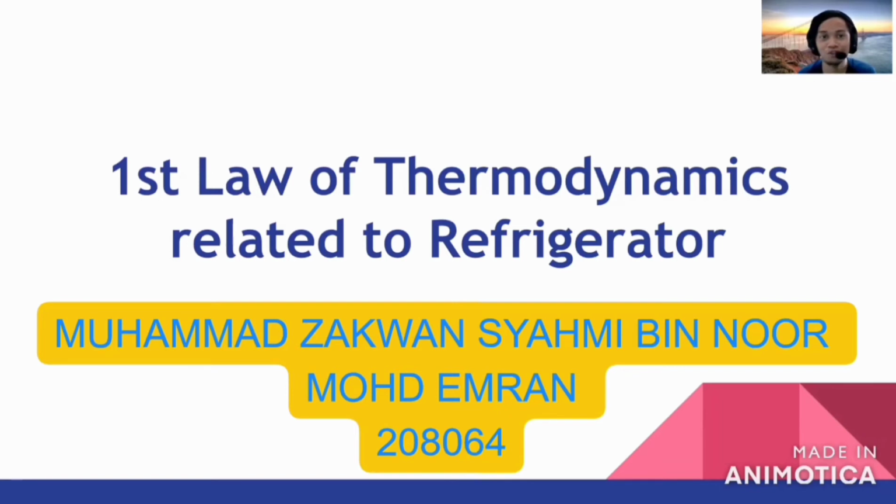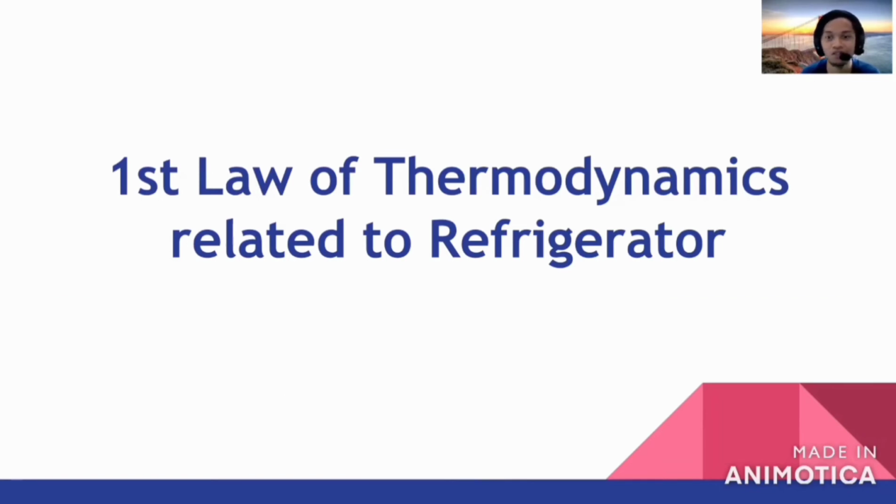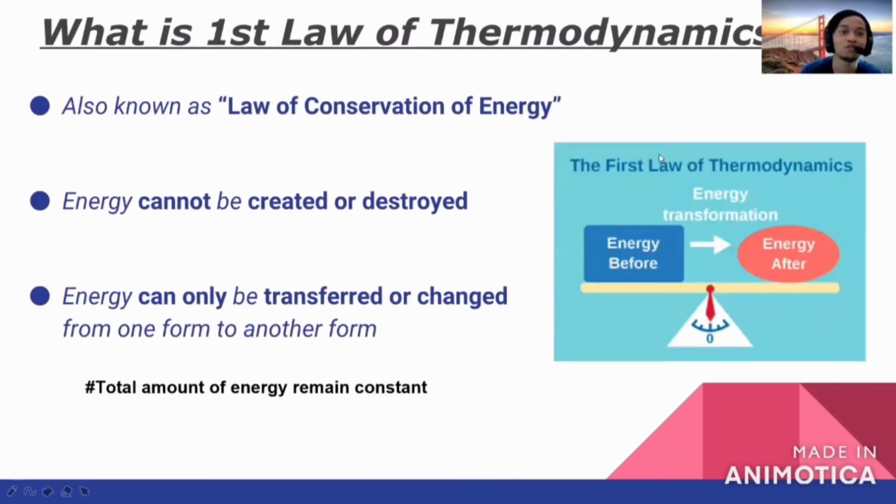Next, I will explain about the first law of thermodynamics related to the refrigerator. Before that, what is the first law of thermodynamics? The first law of thermodynamics is also known as the law of conservation of energy. This law states that energy cannot be created or destroyed, but can only be transferred or changed from one form to another form, for example, electrical energy changed to kinetic energy. This law also states that the total amount of energy must remain constant, which means the amount of energy before transformation is the same as the amount of energy after the transformation.